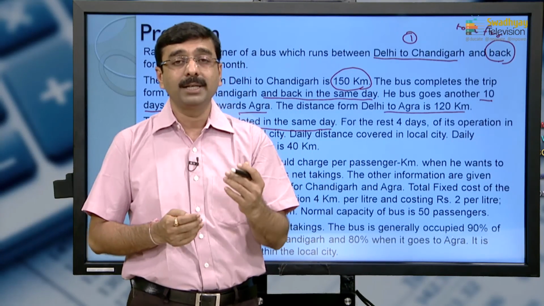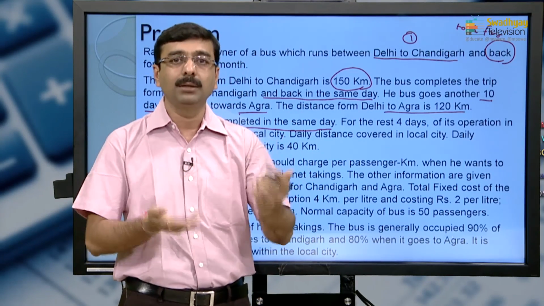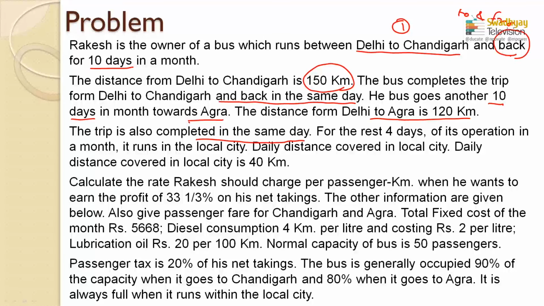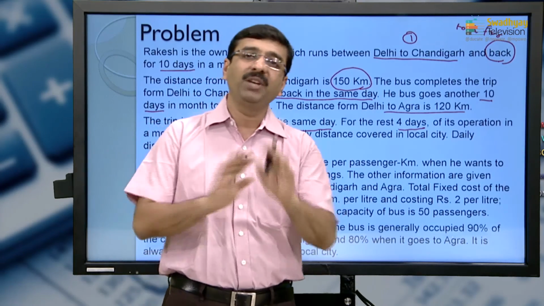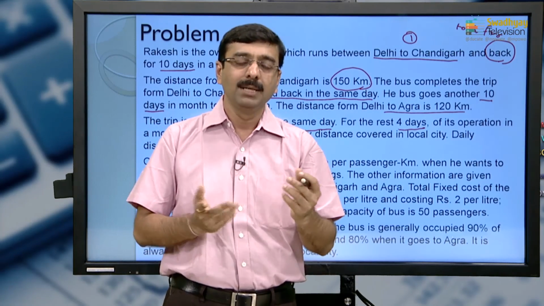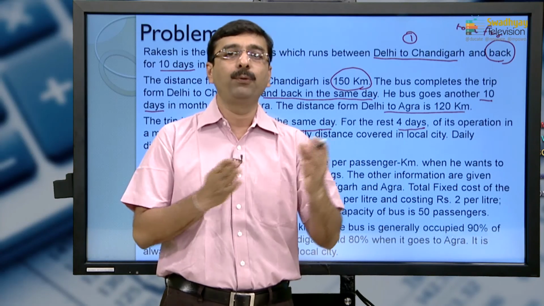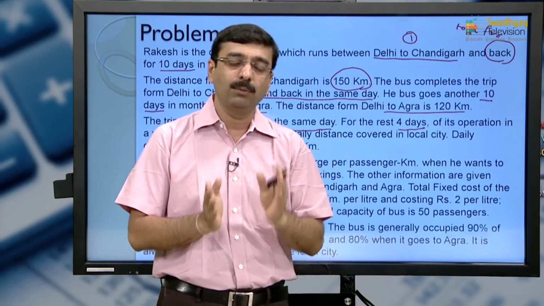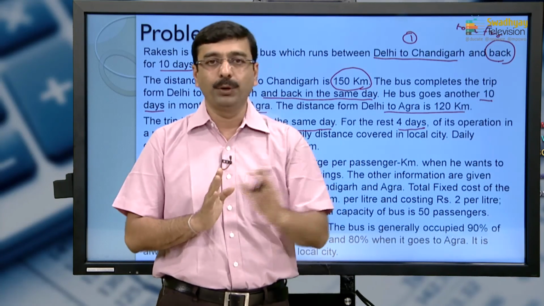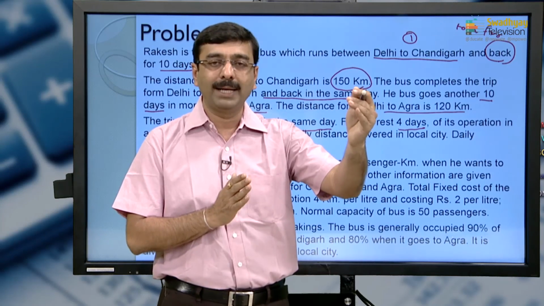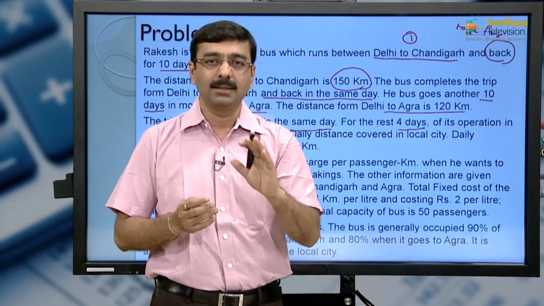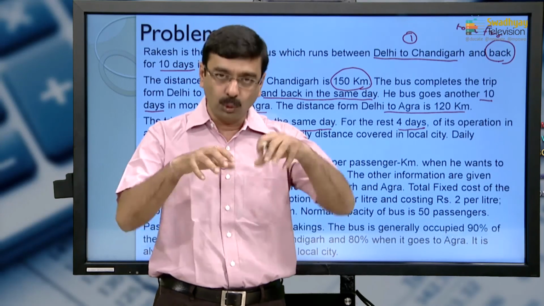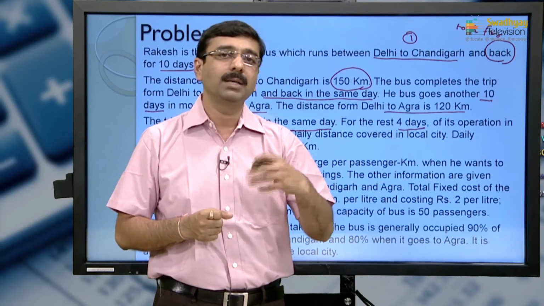Now, as I already discussed, there are three options, and the third option is also there. Now, see the question for the rest of the 4 days. Here it presumes that the company is working 24 days in a month. So maybe they do not work on 4 Sundays and 2 Saturdays. That means from 30 days they work only 24 days. So 10 days it works for Delhi to Chandigarh, 10 days it works for Delhi to Agra. Now, the remaining 4 days it works locally, inside the city, where the bus runs.